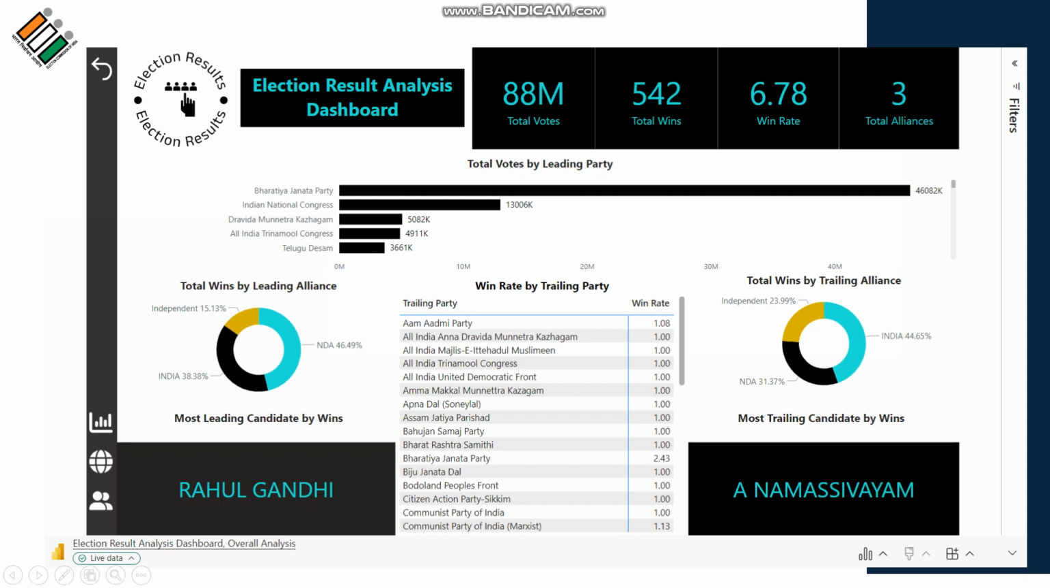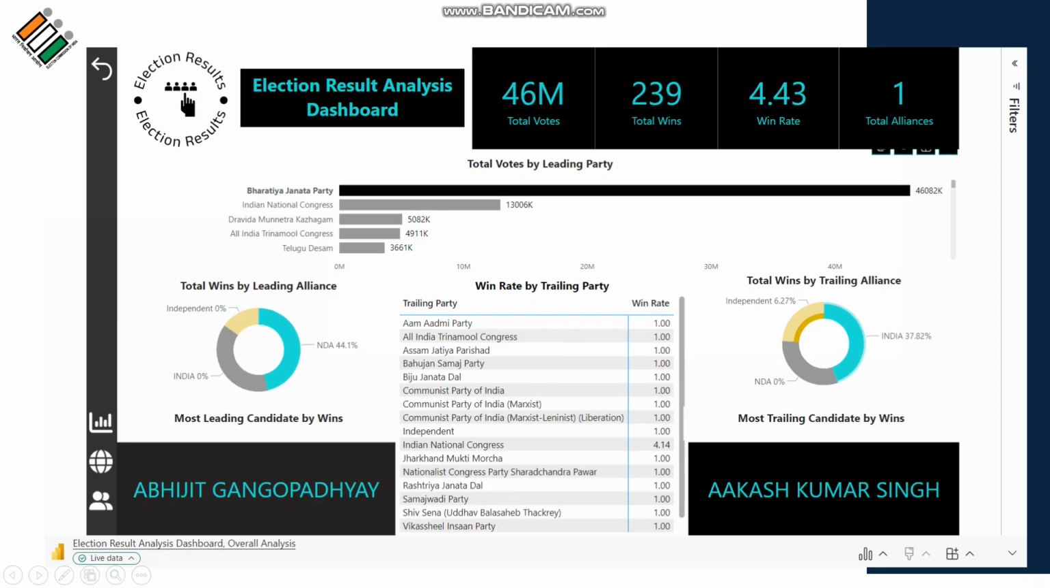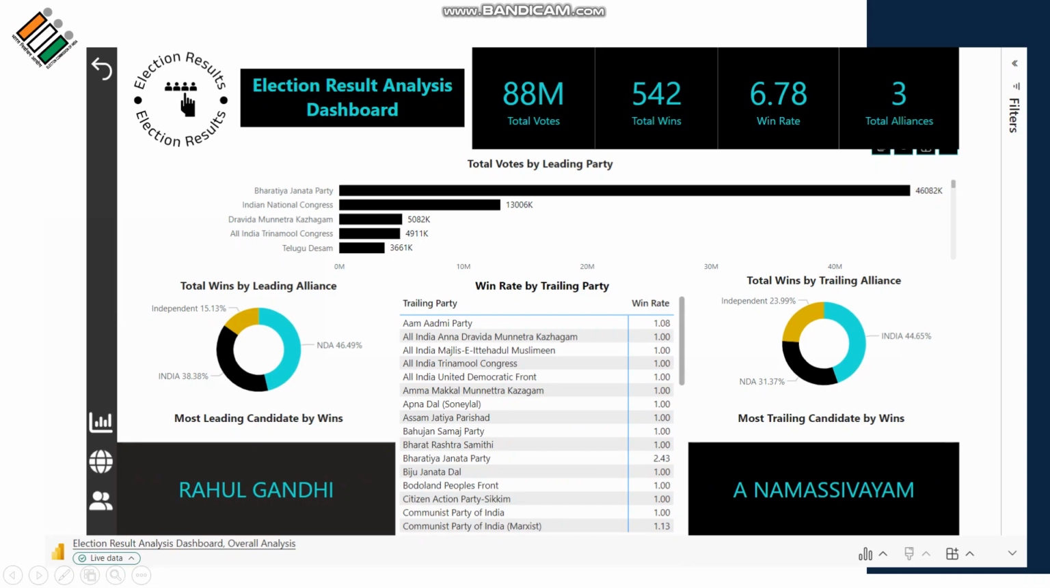Total votes by leading party. This visualization highlights the distribution of total votes across leading parties, helping us understand which parties commanded the most support. So if I click this, the entire visualization is also interacted. If I deselect, it comes back to the normal position.